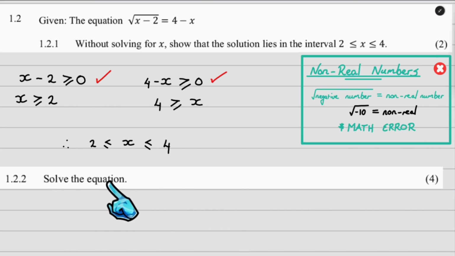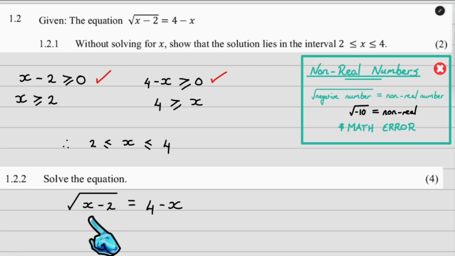Next up, we've been asked to solve the equation. So I'm going to grab the equation quickly. And then I want to make sure the root is on its own. There's no plus 3 or minus 3 in front of it. So it is on its own.